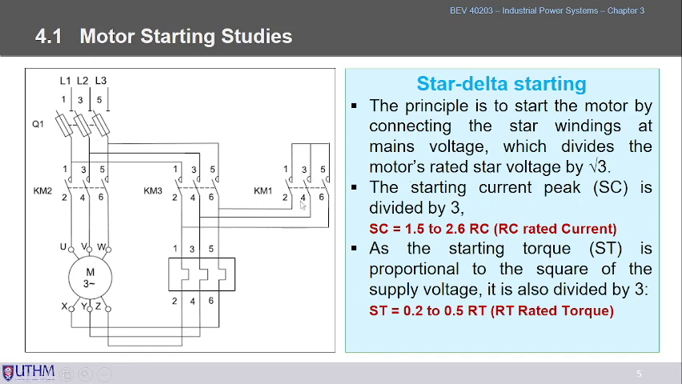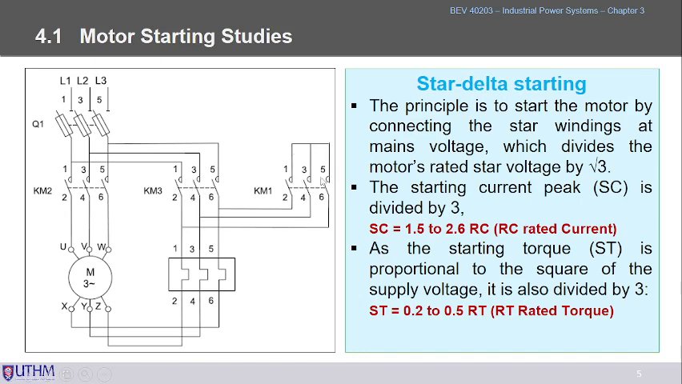Then after we connect in star, after some time, for example, we can monitor the speed of the motor. Once it reaches half of the rated speed, then we can switch from KM1 to KM3. By switching on the KM3, now we are in the delta connection. That means we switch from star to delta connection.